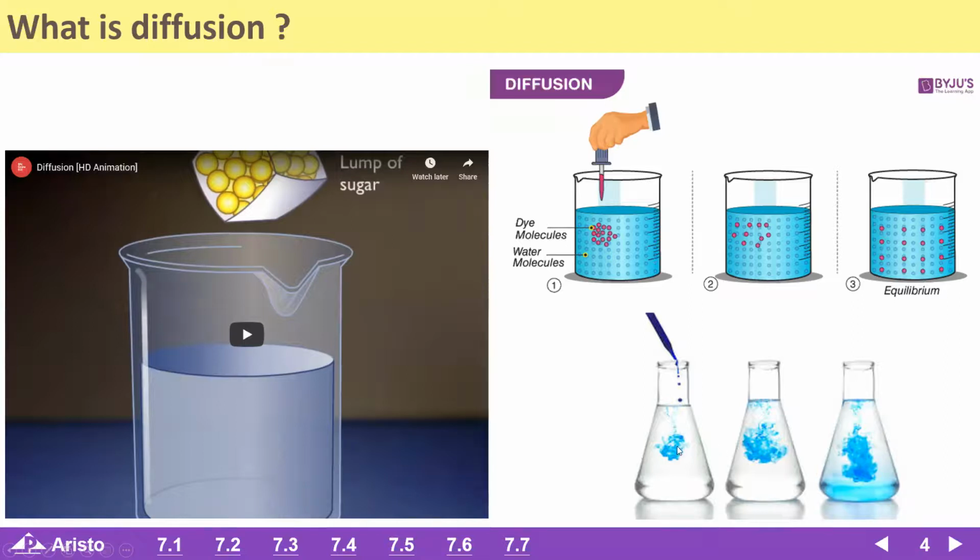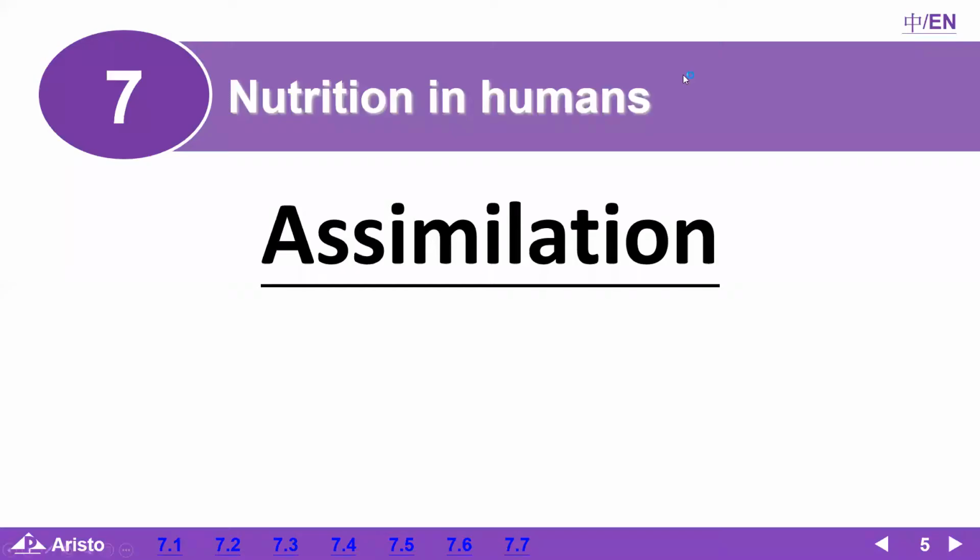So it goes from 100 to 0, and then now maybe it's 60 to 40, right? And eventually the molecules will be evenly distributed, so everywhere is 50, 50, 50, 50. Okay, so the video I'm not going to play here, but maybe you can go home and watch it, to feel how the molecules move.